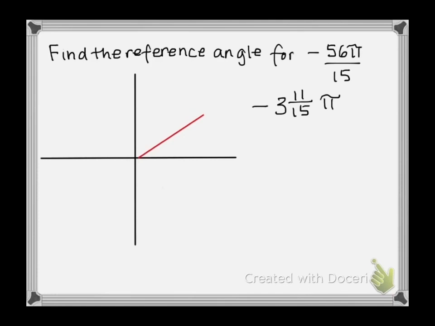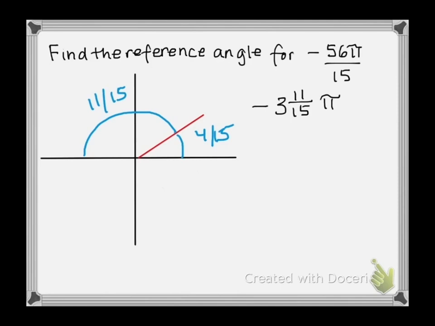Now consider this. If I went 11/15 of half of a circle to get to that terminal side, then very clearly, how much is going to get me back to the x-axis? Obviously, 4/15. So the reference angle here is 4/15.